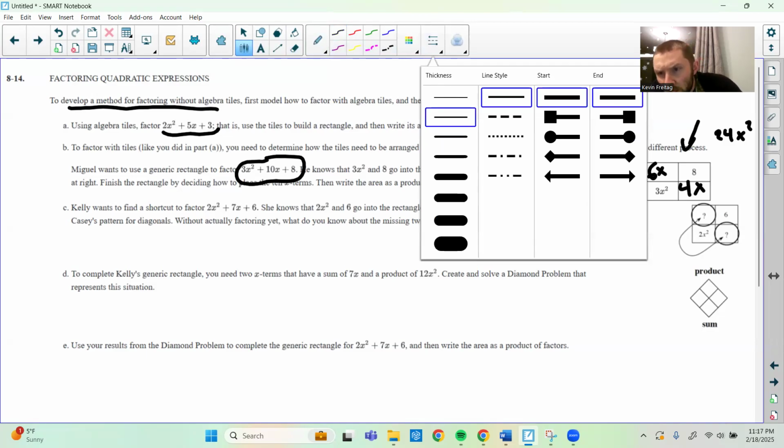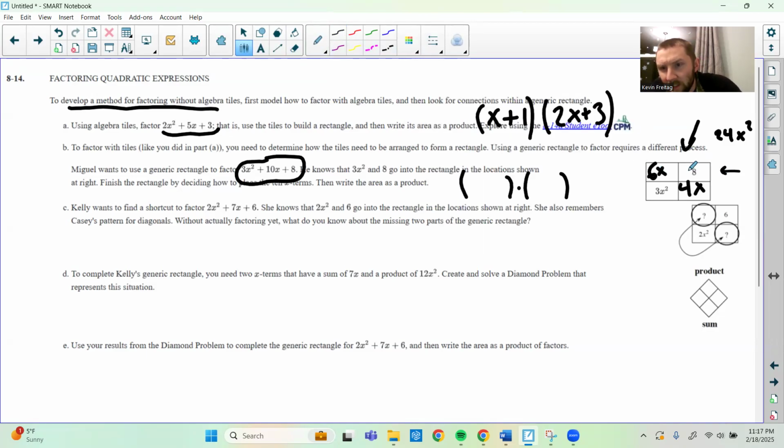So this row has a 6x and an 8. 6x and 8 can both be divided by 2. Okay, 6 can be divided by 2 and 8 can be divided by 2. Nothing bigger than that. All right, so that is going to be that part of my dimension. Okay, so it would be 2 individual pieces here. It'd be like a 1 and then another 1. It'd be 2 right there.